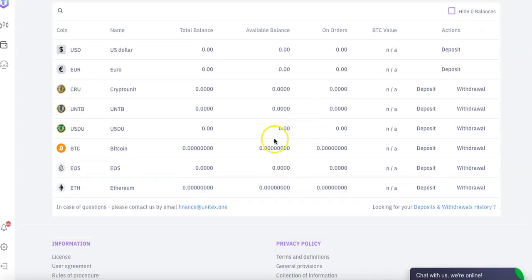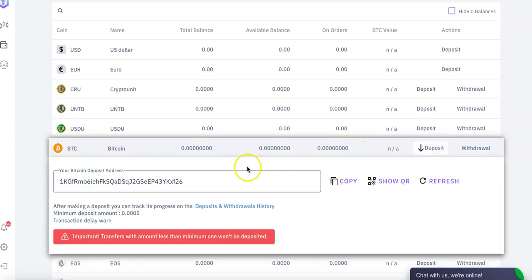Now, because I want to top up with BTC, there's this button that says deposit. When you click deposit, you are given an address for BTC. Instead of highlighting it and all that, you just click this button that says copy, and it will be copied. And then you go to your exchange where you want to send the BTC from.